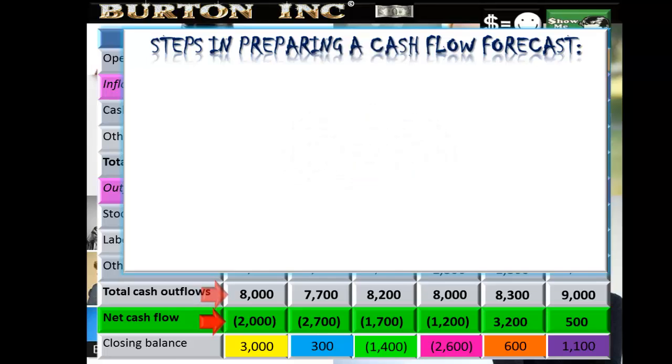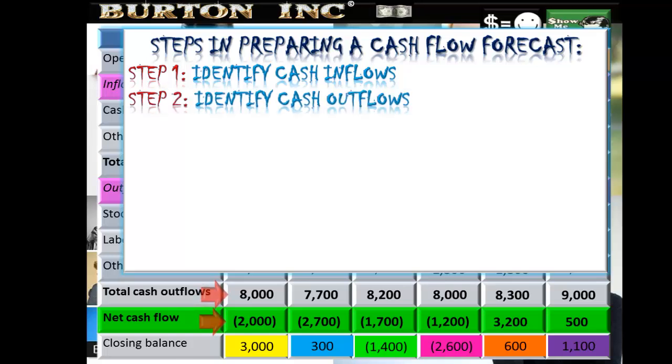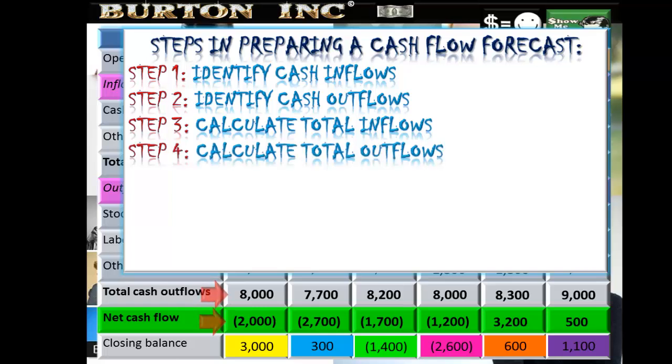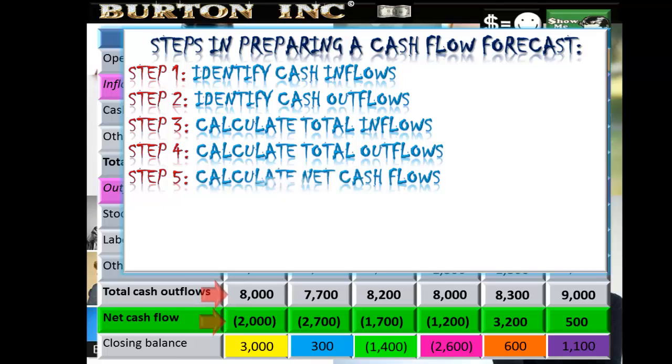Right, steps quickly. We've run through them already. We're identifying what's coming in, cash inflows, and what's leaving the business, our cash outflows, identifying both those sources. We need to calculate the total inflows and calculate the total outflows. This will leave us in a position to calculate our net cash flows.